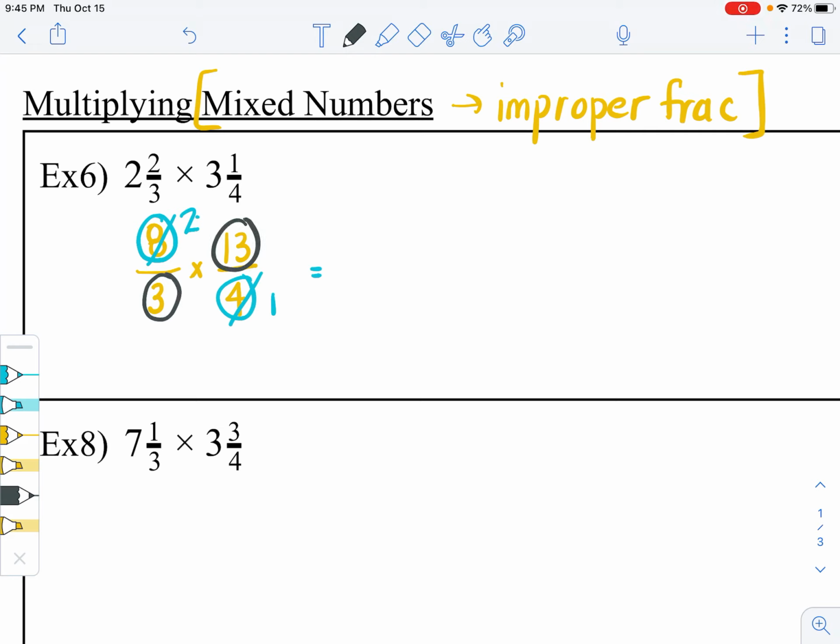And there's no number that goes into 3 and 13, so they're going to just stay the same. 2 times 13 is 26, and 3 times 1 is 3. Now, we don't want to leave our fraction an improper fraction, so we're going to make it back to a mixed number. We need to find out how many full times 3 goes into 26. And I know 3 times 8 is 24. So it goes in 8 full times. And since 3 times 8 is 24, there are 2 left over out of the 3.